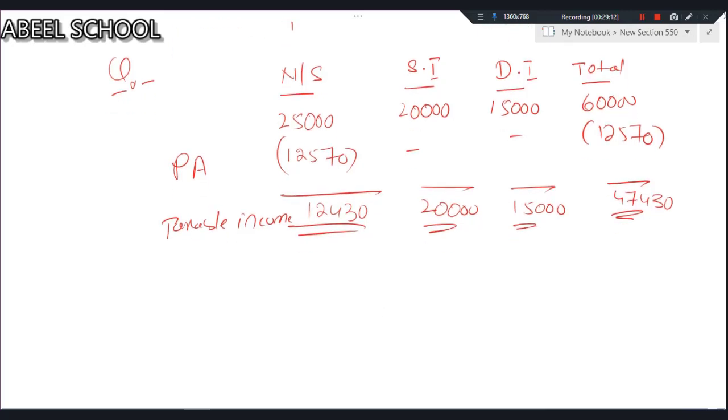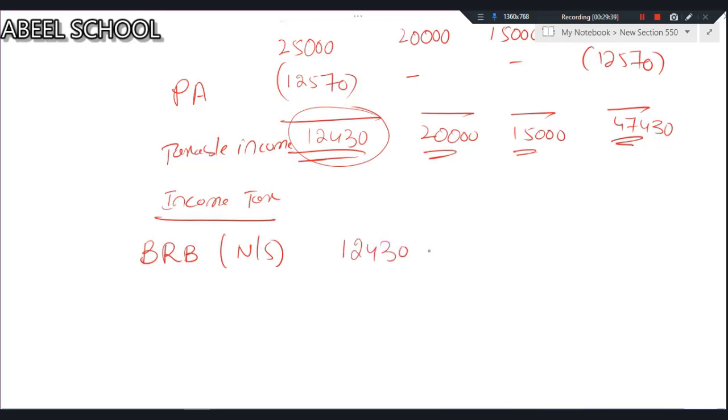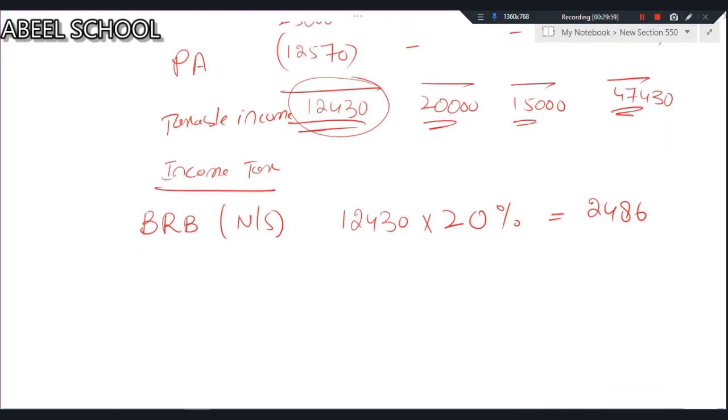First, you have to tax the non-saving income. Let us first calculate tax on non-saving income. Income tax, basic rate band, non-saving. Actually, non-saving income does not get any nil rate band, okay? So now listen. Taxable income in the column of non-saving is 12,430. Obviously, the entire 12,430 falls in basic rate band, where the applicable tax rate is 20%. So 12,430 into 20% gives me 2,486. That's the basic rate band.